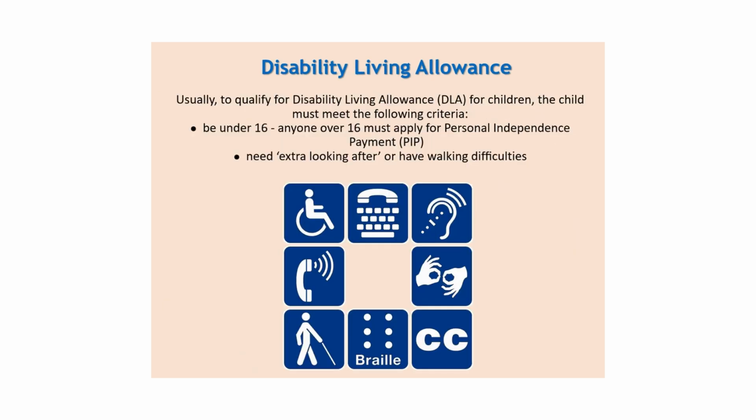Disability Living Allowance. Usually, to qualify for Disability Living Allowance, DLA, for children, the child must meet the following criteria: be under 16. Anyone over 16 must apply for Personal Independence Payment, PIP.